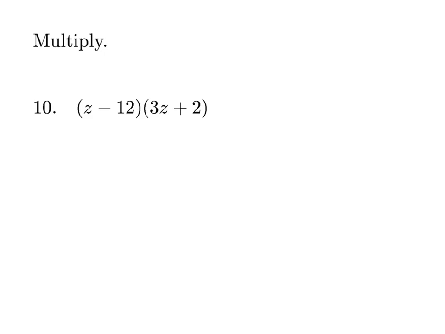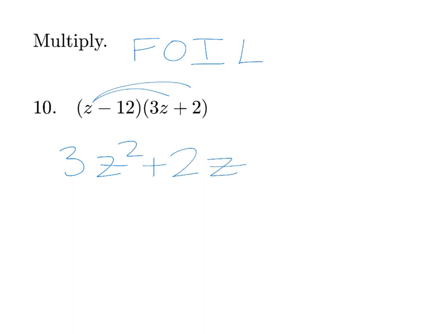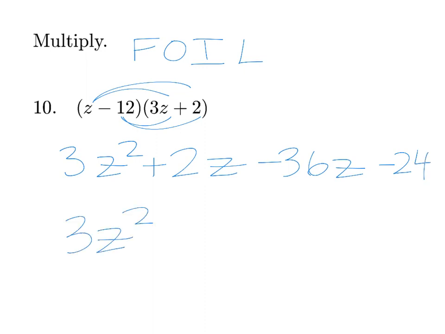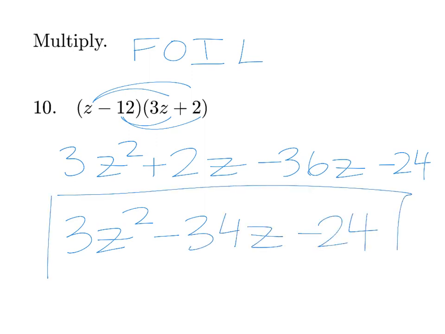Multiply. I have two binomials that I'm multiplying here, so I have to use a special process known as FOIL. First, outer, inner, and last. All right, so I have 3z squared minus 34z minus 24. Done.